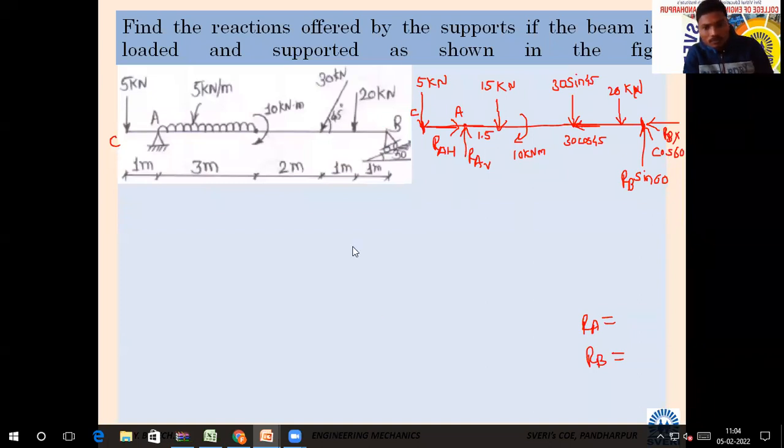Sir, please discuss the first question of Monday's assignment. Okay, we will discuss. If you have solved it, you can send it. Take a proper good image and send it to me. I will check where you have committed mistakes. Otherwise, we will solve it. Don't worry. Shall we stop then, sir? Yes sir, okay.